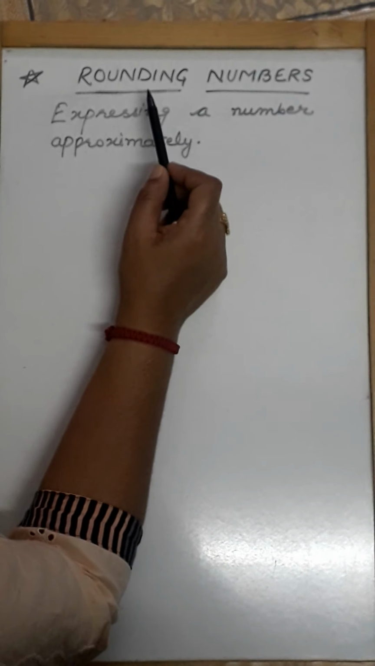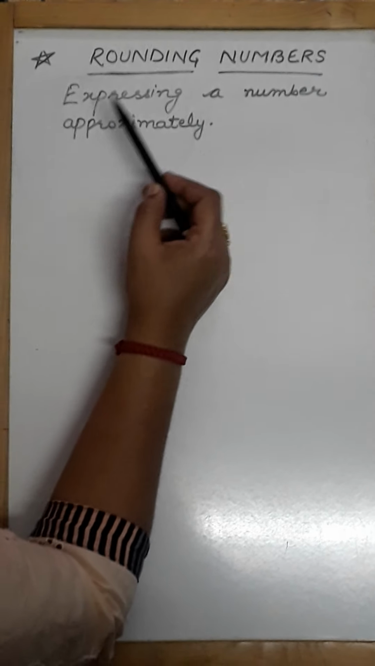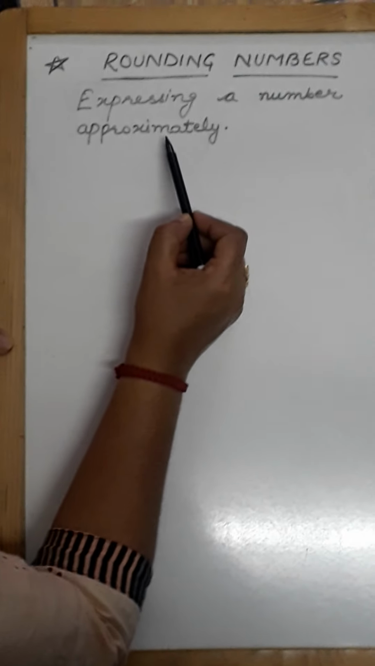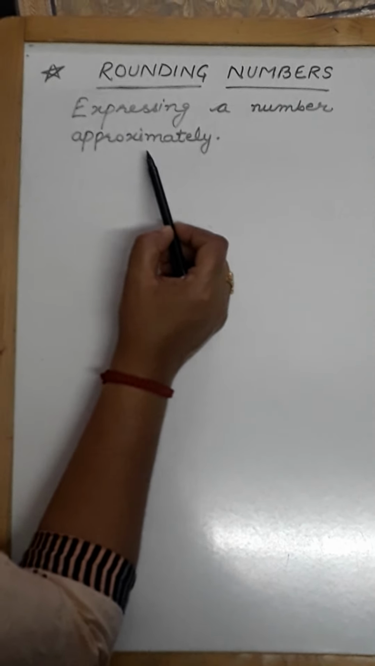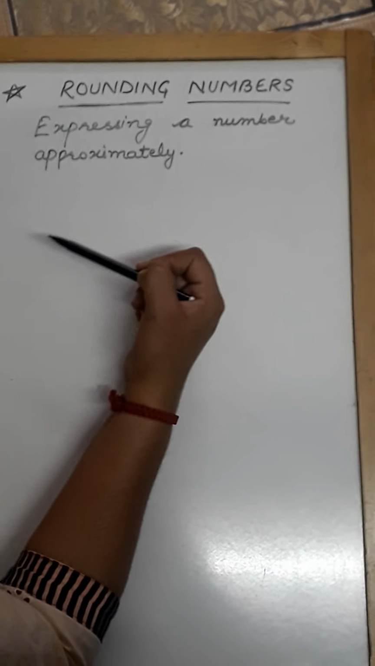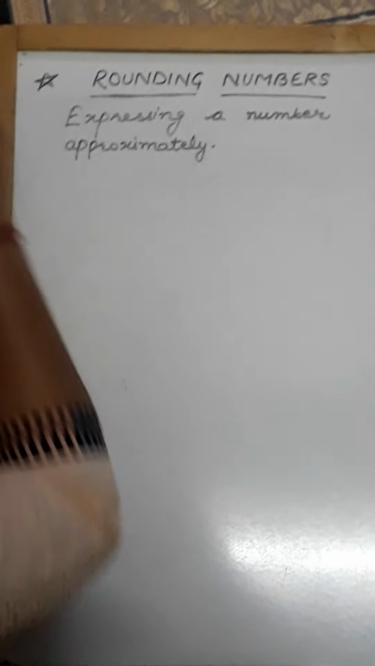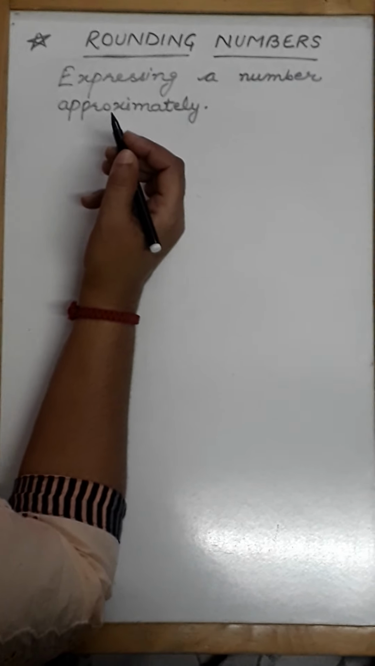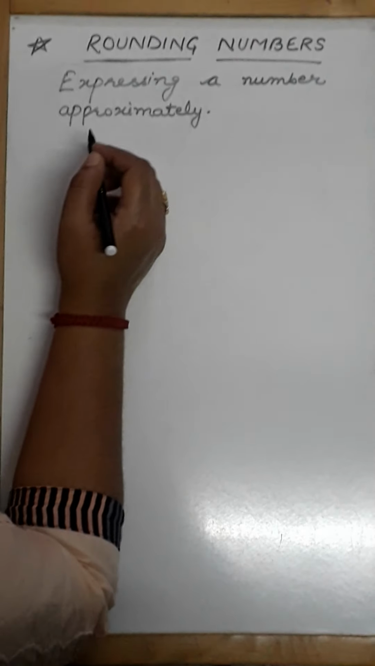Our today's topic is rounding numbers. Rounding numbers means expressing a number approximately. Now what is approximately? Approximately means instead of giving the exact number, we give the number which is closer to the given number. We also use it in our daily life.